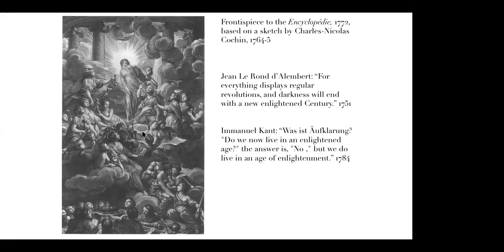Here is the frontispiece to the encyclopedia, by Cochin, showing the muse of truth, the figure of truth, usually veiled in medieval iconography, but now transparent to the gaze of all her muses, and the muse of architecture somewhere embedded in this extraordinary collection of muses around the temple of light or the temple of enlightenment.